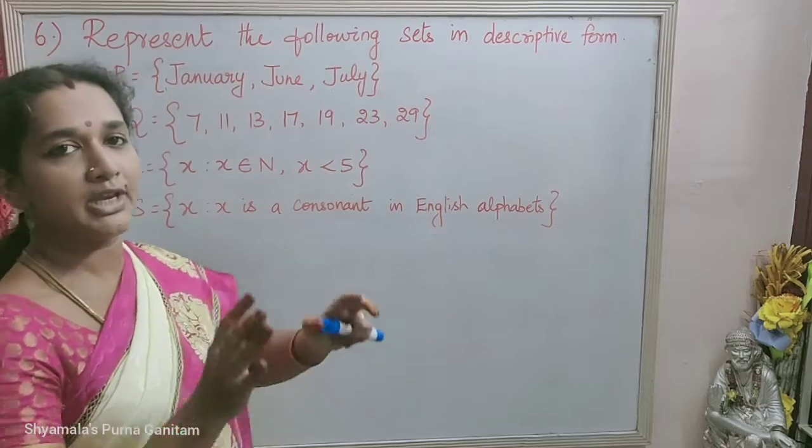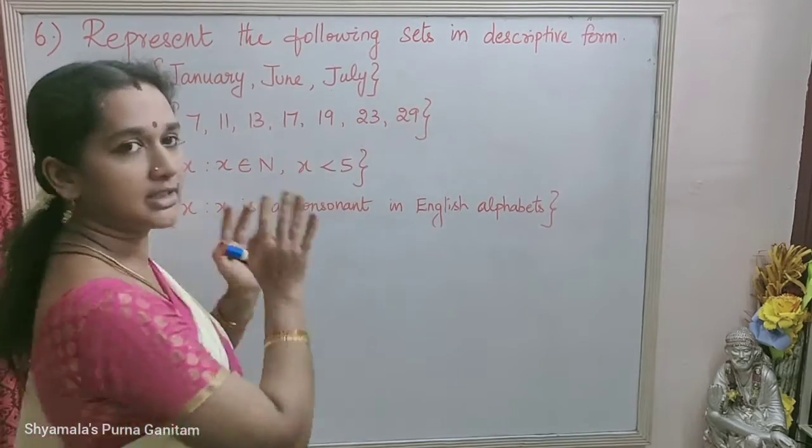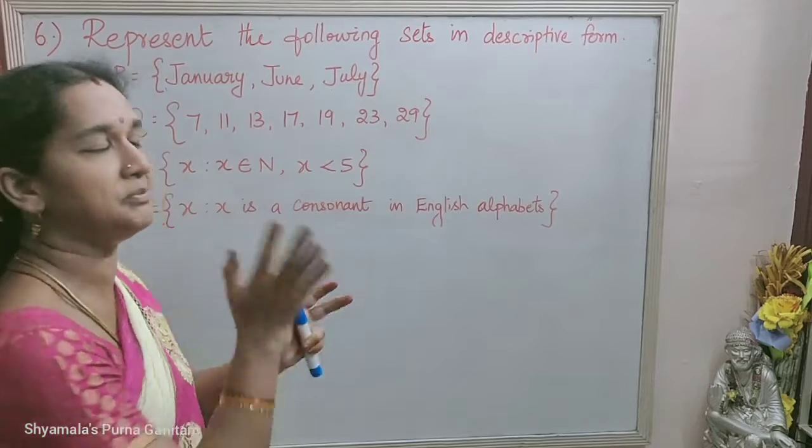Represent the following sets in descriptive form. Descriptive form means we have to describe how the elements are given. Accordingly, we have to describe the given set.